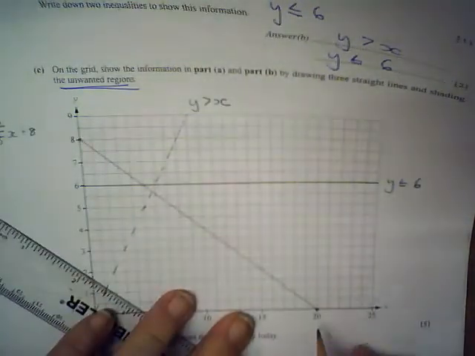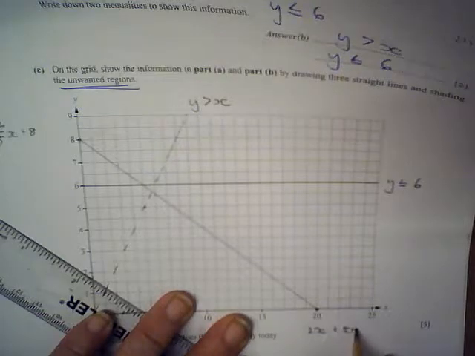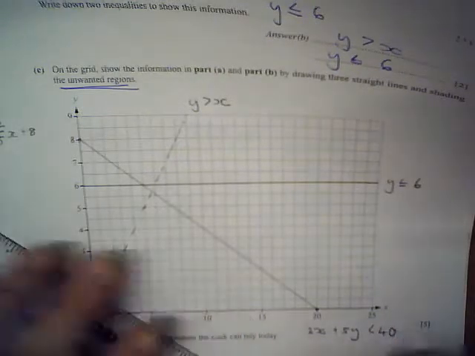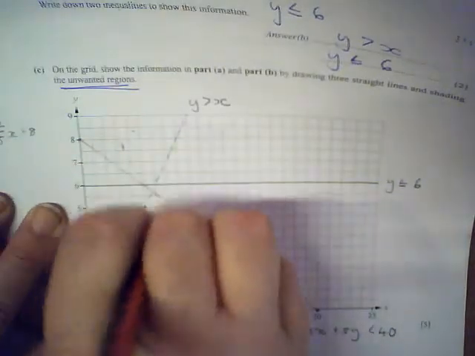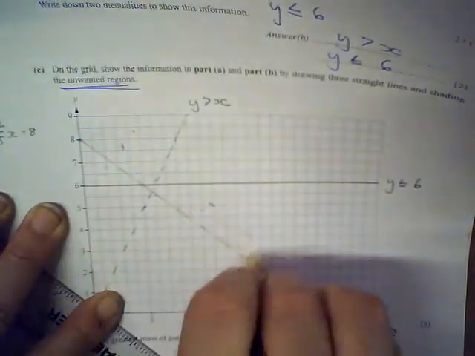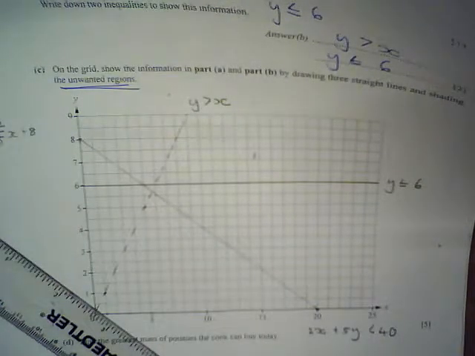And this is the line 2x plus 5y is smaller than 40. I've made one error. It's got to be a dotted line. I'm just going to erase it. And that's why it's important to work with a pencil when working with these.